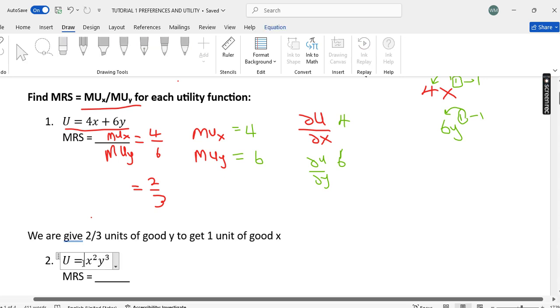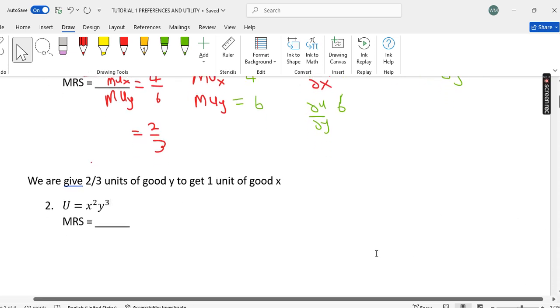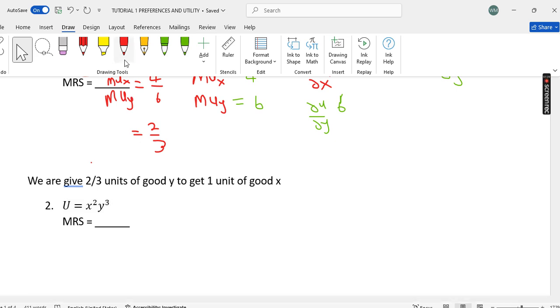Now, in a case like this one here, where the variables are attached to each other, we want to see what's going to happen as we do our partial differentiation. Okay, this is our utility function, x squared y cubed. So we have to get the marginal rate of substitution. So we derive this function with respect to x, partially derive.